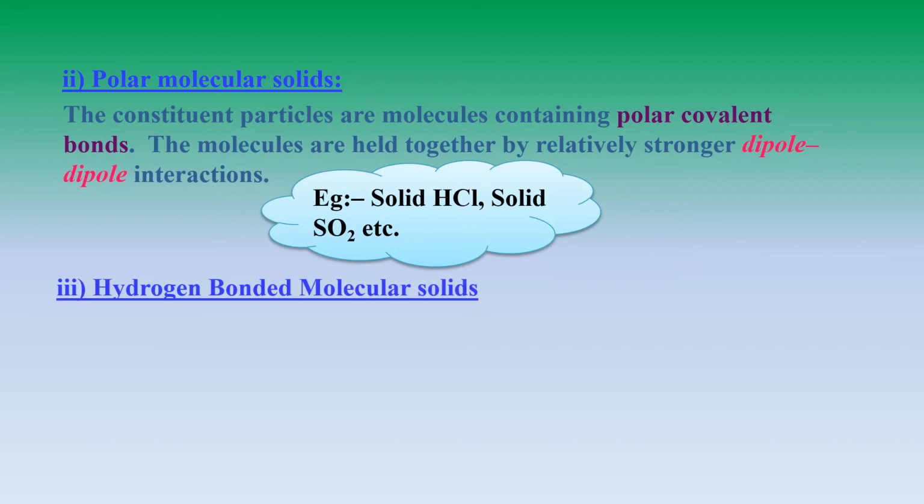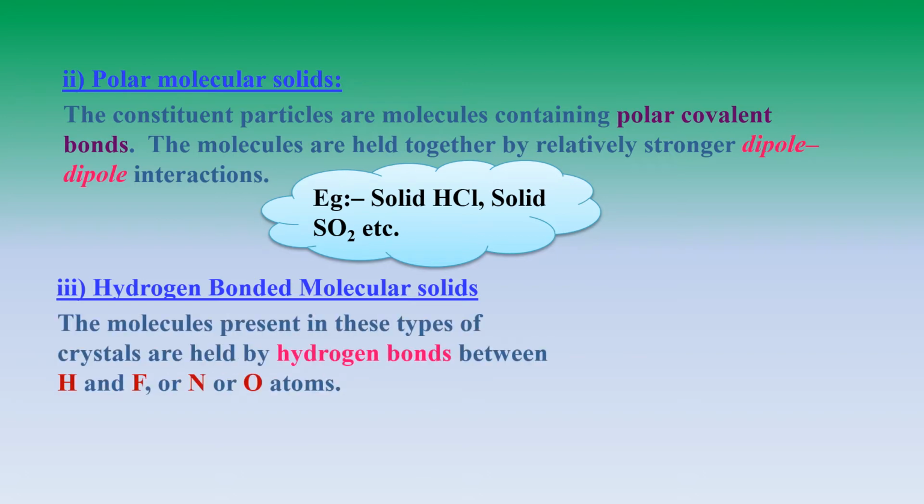Third one is hydrogen bonded molecular solids. In this, the molecules are having hydrogen bond. The hydrogen bond is present between hydrogen and fluorine or nitrogen or oxygen atoms. There must be a bond between hydrogen and the most electronegative elements such as fluorine, nitrogen or oxygen. Example is ice. In ice, there is a hydrogen bond between hydrogen and oxygen of water molecule.